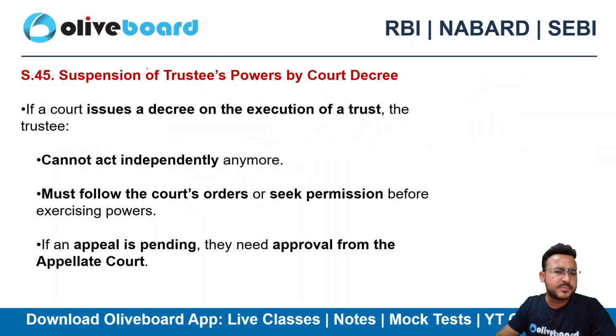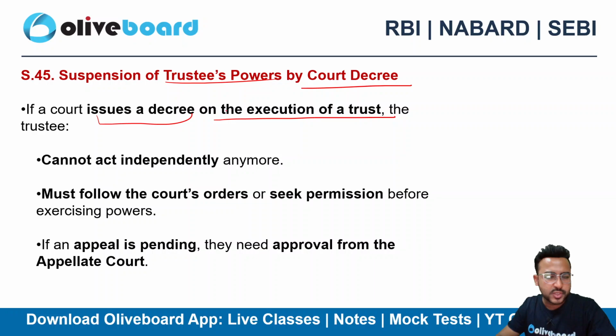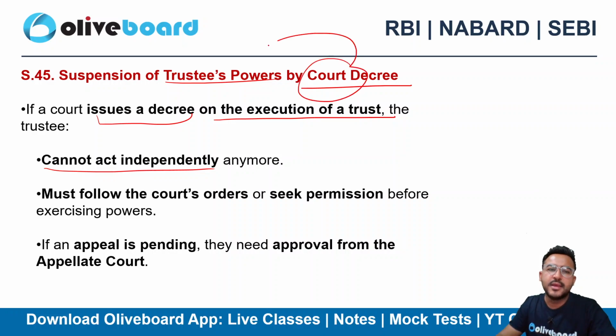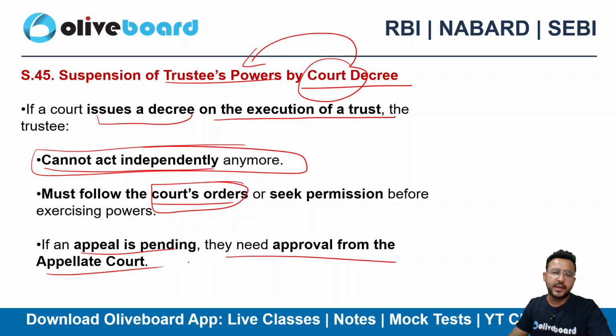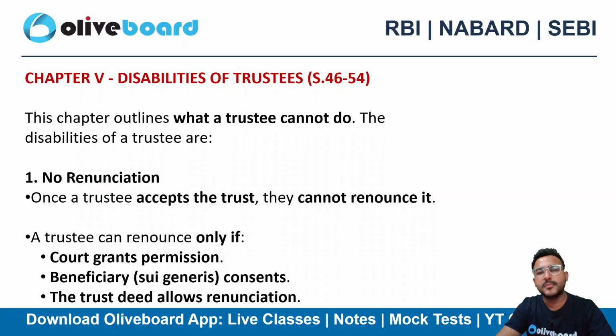Okay. Suspension of trustee's power by court decree. A court can issue the decree on the execution of the trust, right? Cannot act independently or more. मतलब कोर्ट बेसिकली क्या कर सकता है, रेस्ट्रिक्ट कर सकता है पावर्स को ट्रस्टी की, राइट? मस्ट फॉलो द कोर्ट्स ऑर्डर, कोर्ट का ऑर्डर फॉलो करो, या फिर आप इंडिपेंडेंटली एक्ट नहीं कर सकते, यू कैन नॉट एक्ट इंडिपेंडेंटली इफ द कोर्ट डिग्री इज देयर, राइट? कोई अपील पेंडिंग है तो फिर अप्रूवल आने दो अपीलेट कोर्ट का. इस तरह से कोर्ट कैन डेफिनेटली restrict, I will say, the powers of trustee here. Okay.